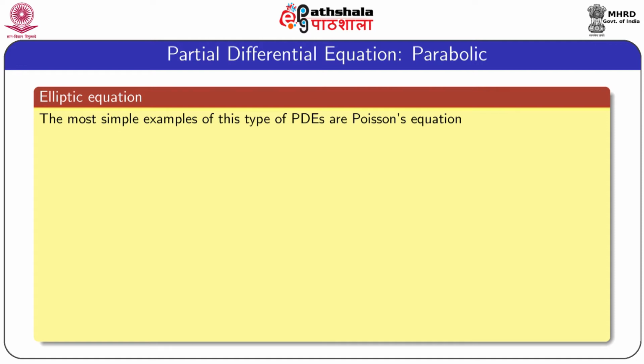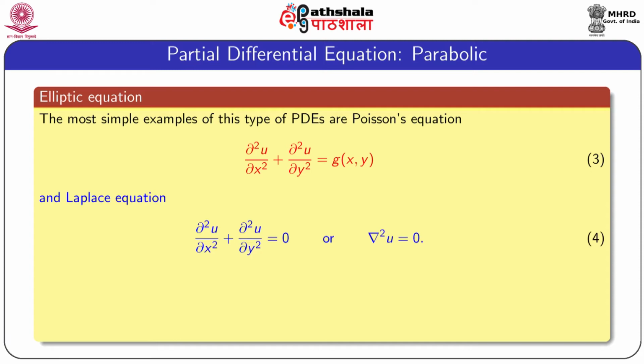Now, we consider three types of partial differential equations. The first one is the elliptic equation. The simplest example of this type of PDE is the Poisson equation, defined as equation 3. This is the two-dimensional Poisson equation. Note that the right hand side g is a function of x and y, a given function. Another kind of elliptic equation is the Laplace equation, in which the right hand side is 0. That means the Poisson equation and Laplace equation are almost similar. When g is equal to 0, the Poisson equation is nothing but the Laplace equation.